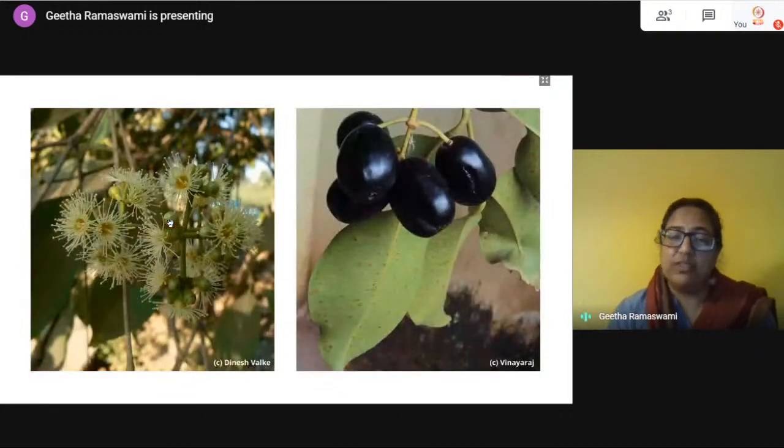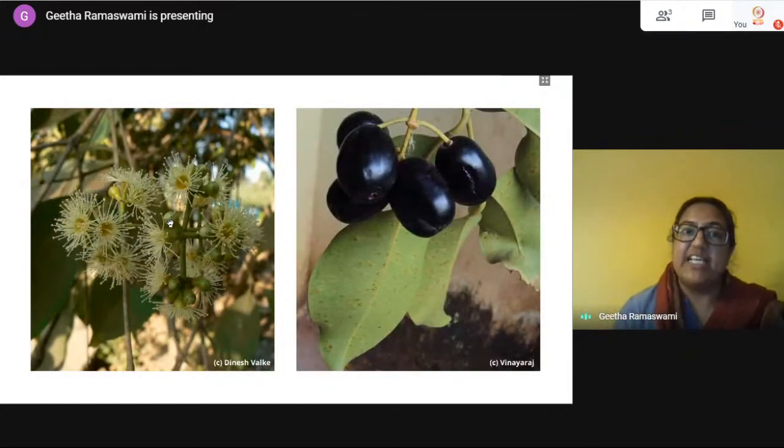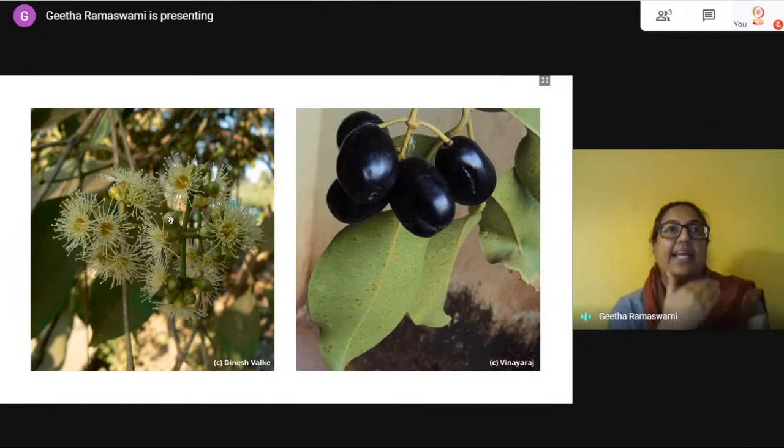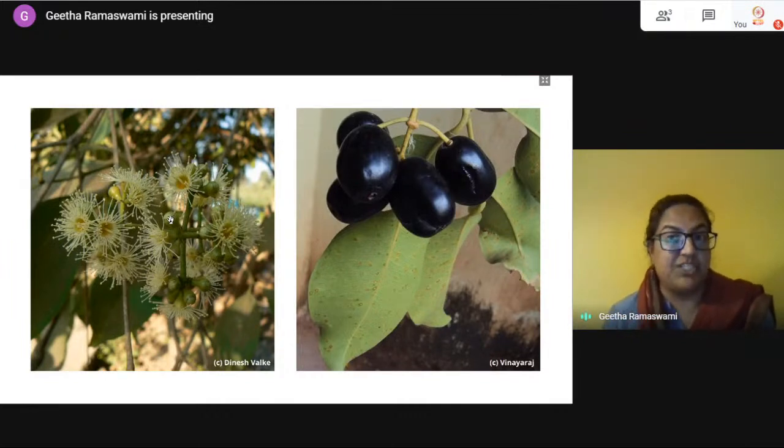We have the jamun, which is another favorite tree. These are typically summer fruits, and the flowers arise just before the summer fruits happen. It's a very beloved summer tree across India. I'm sure you have all seen it in your neighborhood.